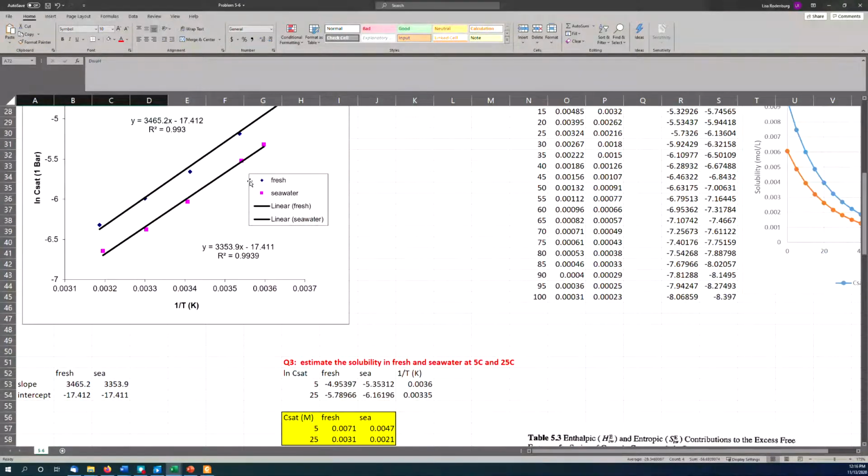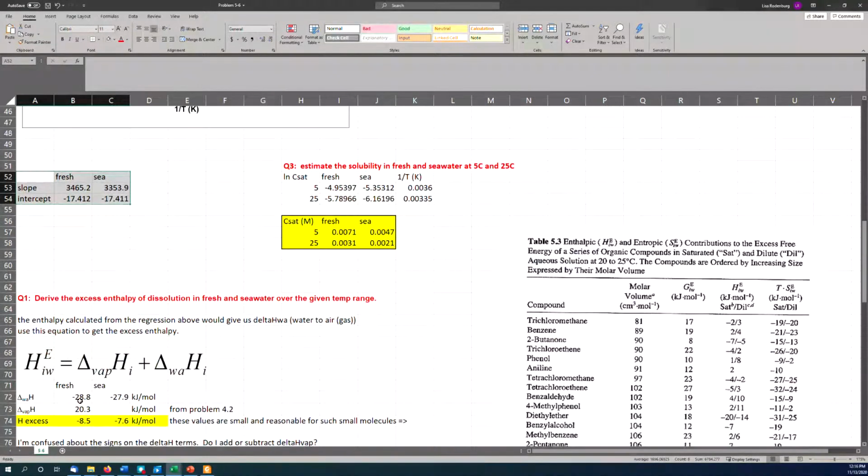So where do we get this delta H water to air? Well, we get it from this plot right here. That's why we calculated the slope. From that slope, I take the slope, multiply by 8.314 joules per mole Kelvin, and divide by 1,000 to convert to kilojoules, and I get minus 28.8 kilojoules per mole in fresh water, and in seawater I get something slightly smaller, minus 27.9, so off by about a kilojoule per mole. And that's fine. That's allowed. It doesn't have to be the same thing. In fact, it shouldn't be the same thing, because if it was, then you would have the same solubility in fresh and seawater, and you don't.